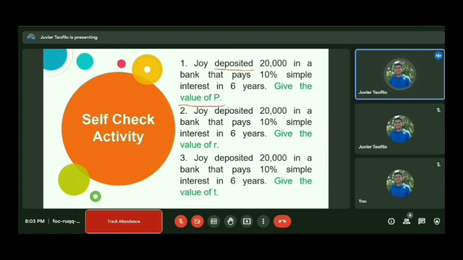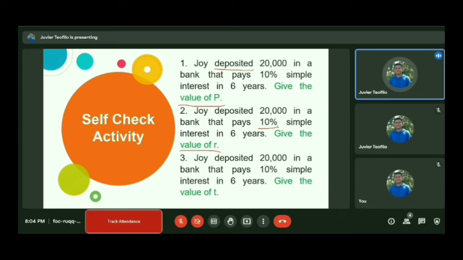Joy deposited 20,000 in a bank that pays 10% simple interest in 6 years. Give the value of R. R stands for interest rate. According to student 1, our interest rate is 10%, and it is the exact answer. If you're going to find the interest rate in a problem, determine the number that has a percent, and that would be your interest rate. Is that understood? Very good.